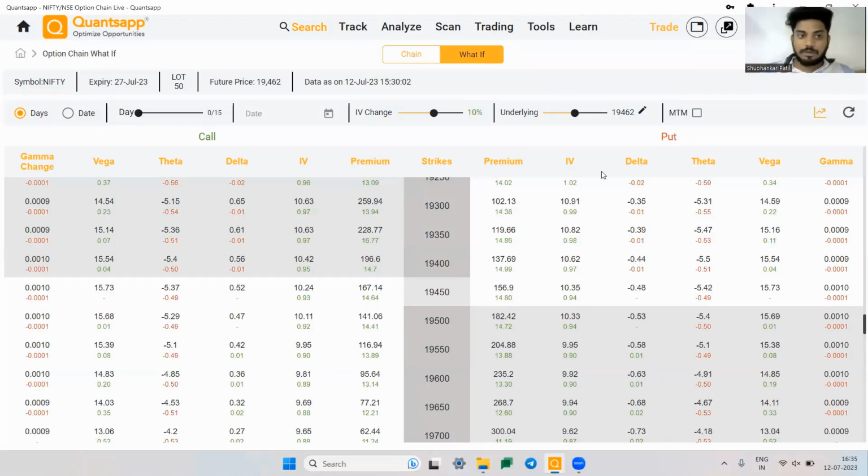If the market doesn't move at all and days to expiry remain the same, but only the IVs go up, the call option will go up and the put option will also go up. That is the first characteristic.